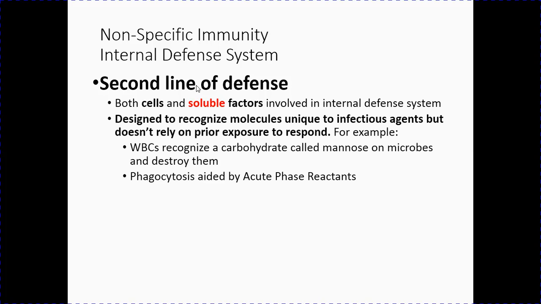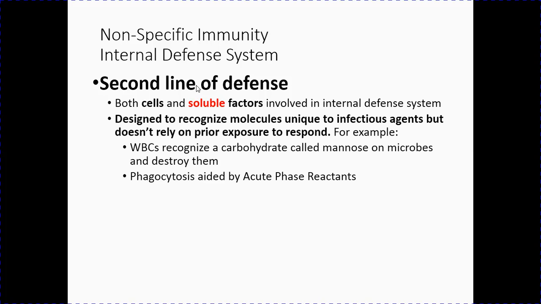The good news, though, is that the internal defense system tries to give the phagocytic cells a little bit of a boost. They give them the presence of some soluble factors called acute phase reactants, which can assist in the process of phagocytosis and other immune responses. So that's one of the soluble factors that we're going to see involved. But there are other things that are aiding the phagocytic process. And we're going to talk about something called pathogen recognition receptors.